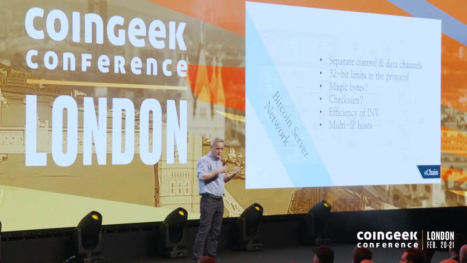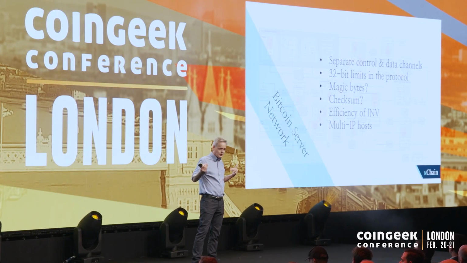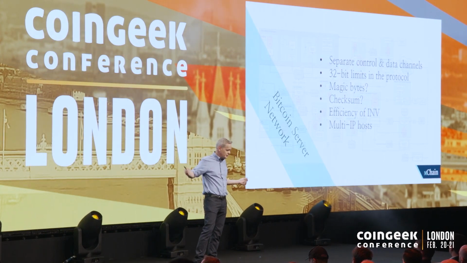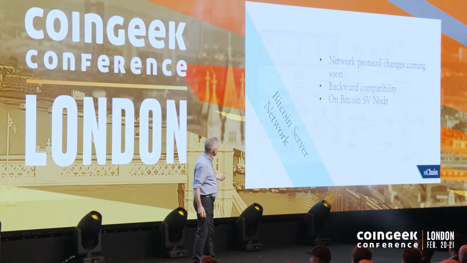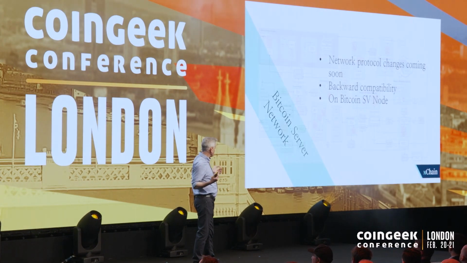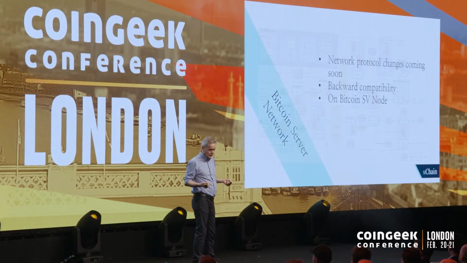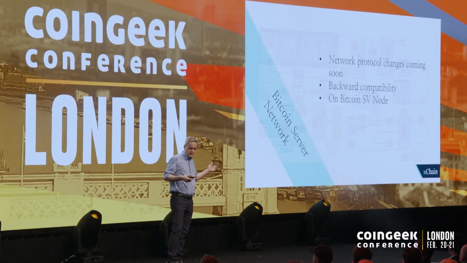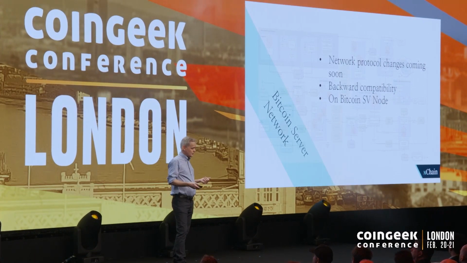Multi-IP, this is part of being ready for Terranode, where we have a system that scales horizontally. These are network protocol changes that are coming. They will be backwardly compatible. They will be on Bitcoin SV node, but they're designed for Terranode.